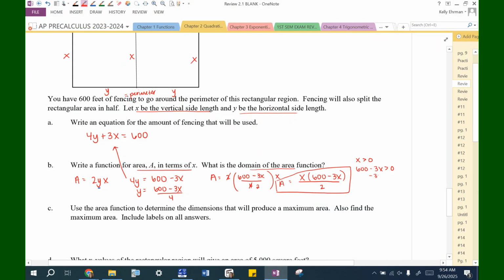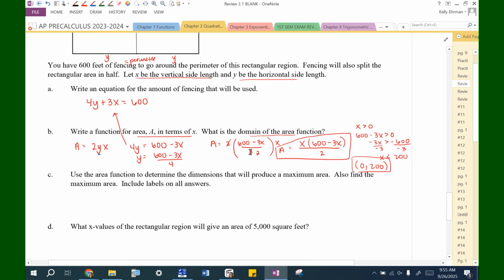So negative 3x is greater than negative 600. Divide by negative 3, so flip this symbol around. x is less than 200. So the domain is anything between 0 and 200, but not including those two dimensions. That's your domain. Anything else will give you a negative area or 0 area.